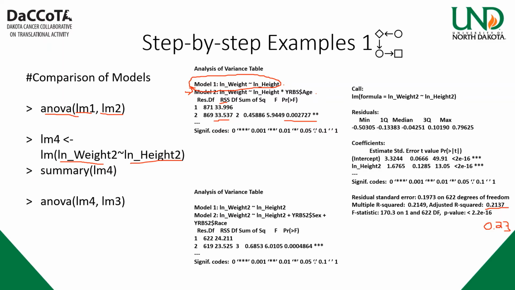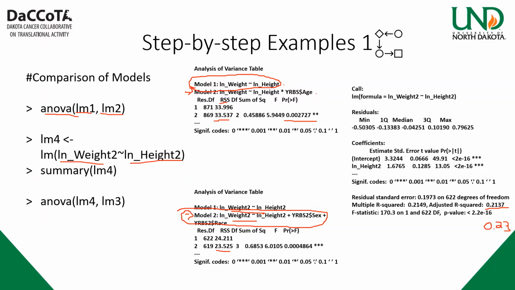If we do a comparison between the simplest one and the more complex one, again, the residual sum of squares is lower for the more complex model, and that's significant. So we'd say that, yeah, it's not a lot, but it looks like this more complex model explains more of weight than that simplest weight and height.